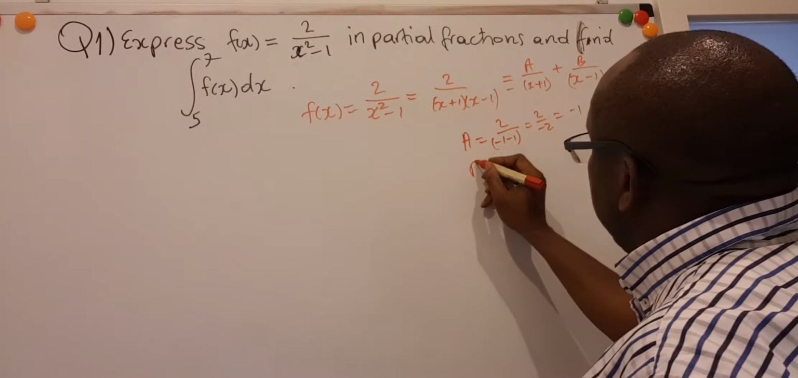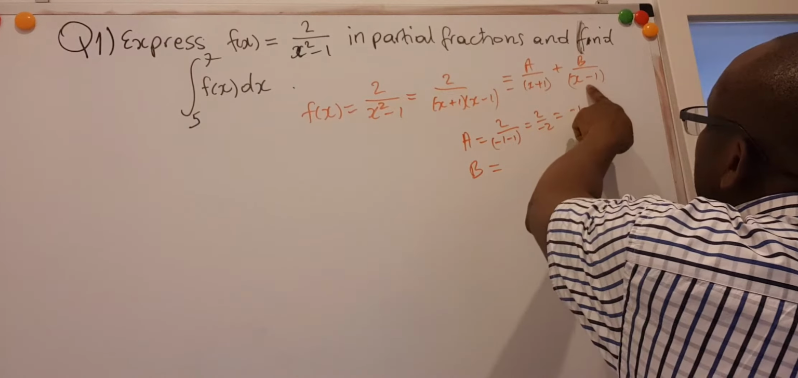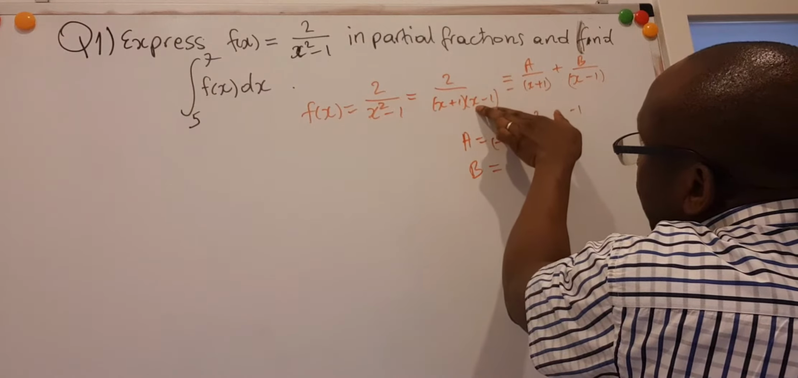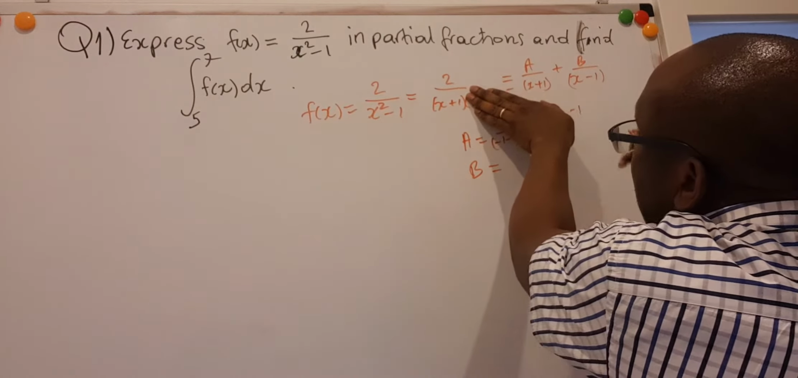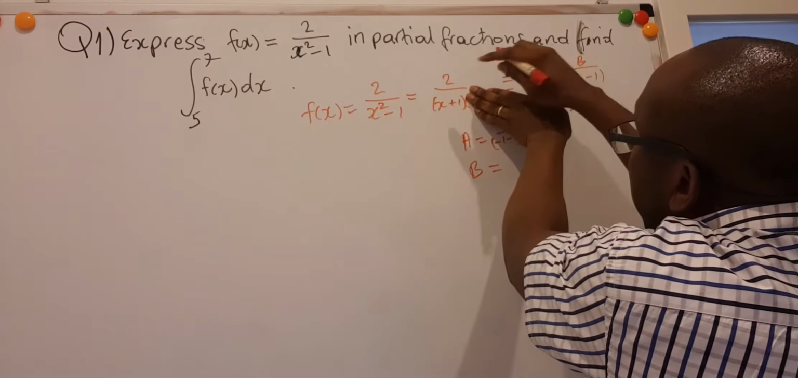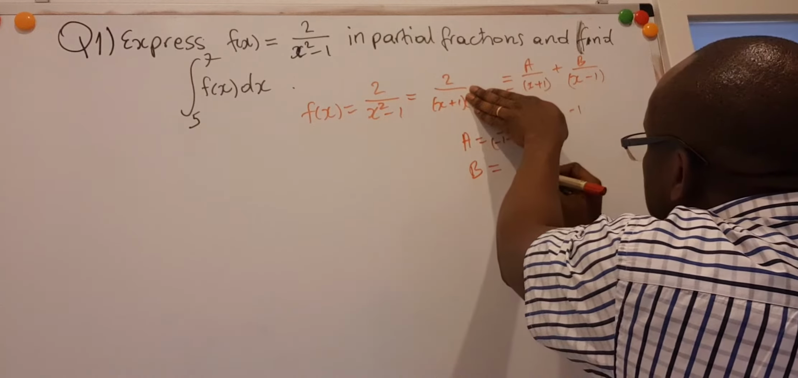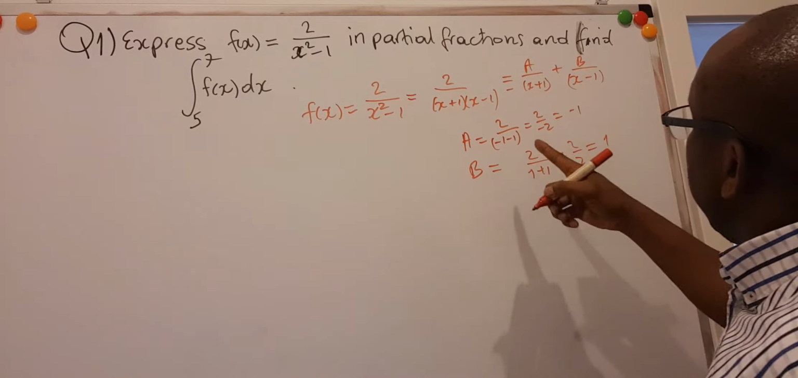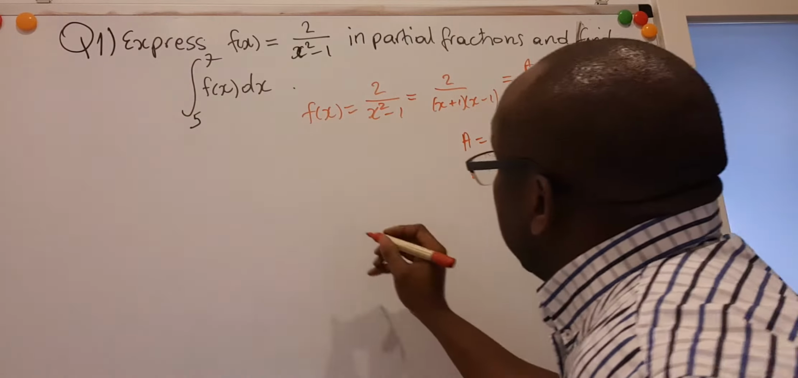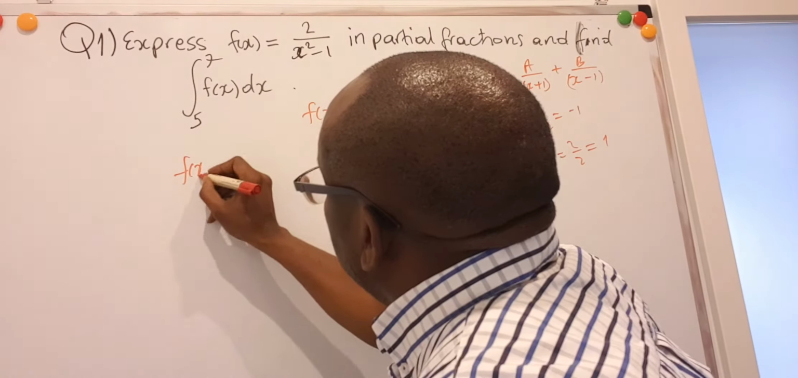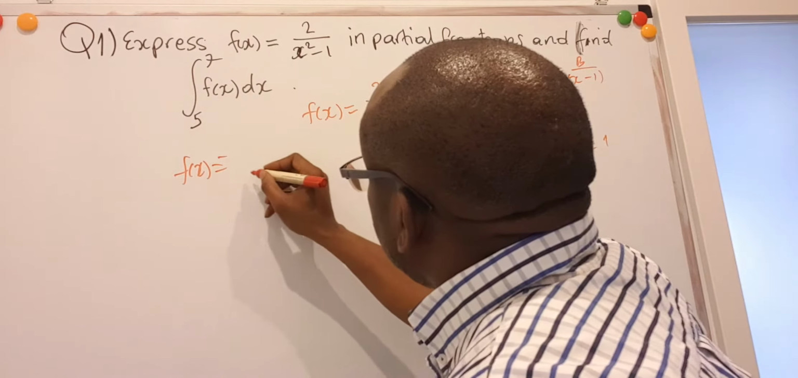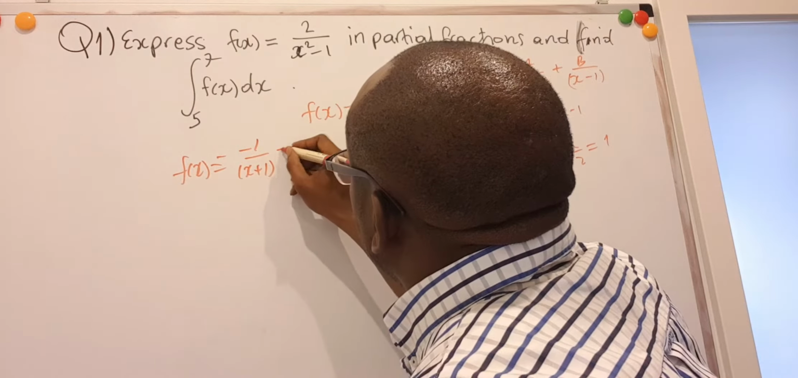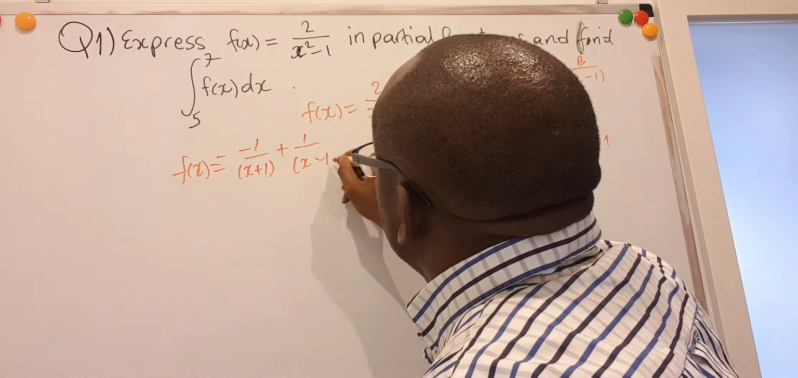Then, to get B, B has to be on x minus 1. So I'll cover this here. I see that x equal to 1 will make this zero. So I cover this, and I substitute x equal to 1 in the remaining part. So I have 1 plus 1, that is 2 on 2, and that is equal to 1. So it means my A is minus 1, my B is 1. So my f of x in partial fractions would be minus 1 divided by x plus 1 plus 1 divided by x minus 1.